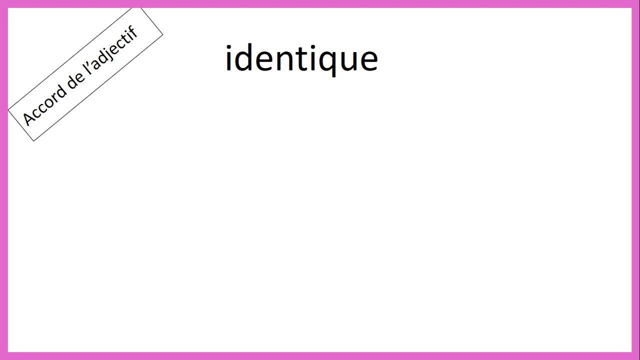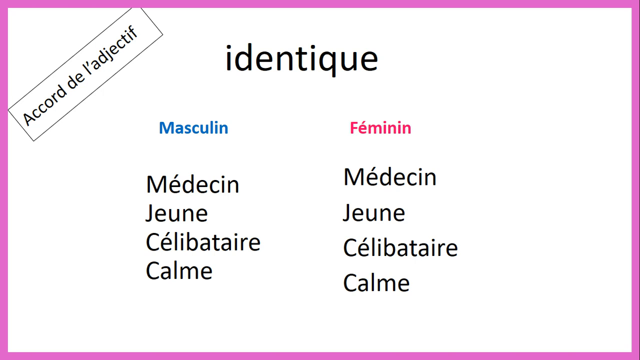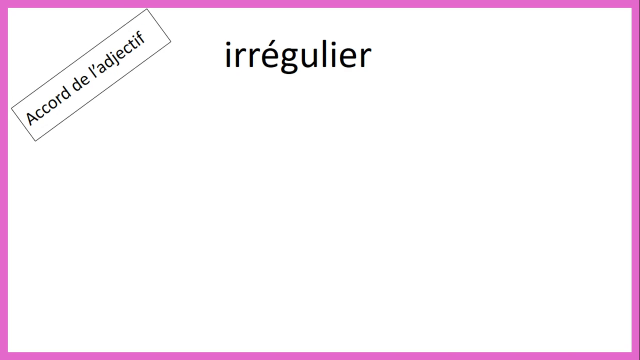And some adjectives are identical in the masculine and feminine form of them. Example, médecin, a physician, which is the same in feminine. Jeune, young. Célibataire, single. Calme, calm. So these types do not change.